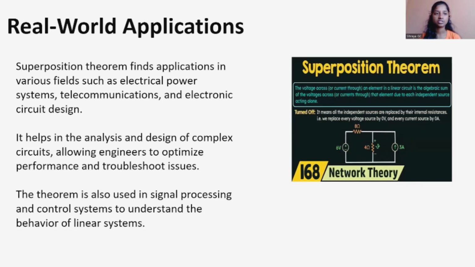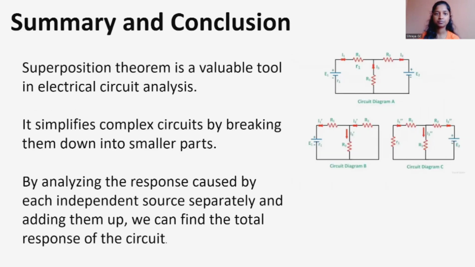Real world applications. Superposition theorem finds application in various fields such as electrical power systems, telecommunications, and electronic circuit design. It helps in the analysis and design of complex circuits, allowing engineers to optimize performance and troubleshoot issues. The theorem is also used in signal processing and control systems to understand the behavior of linear systems.